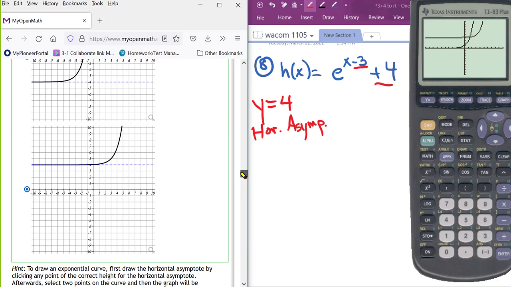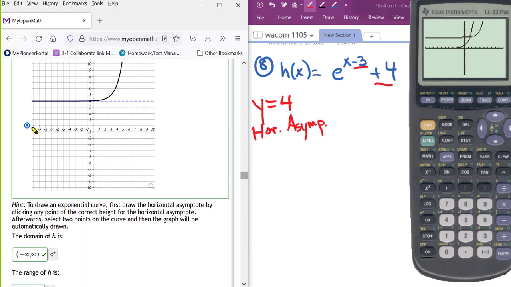So don't be afraid of E. E is just like a pi. It just is a decimal that goes on. And it's between 2 and 3. So it acts just like the other exponential ones.